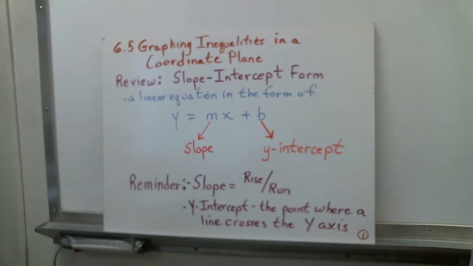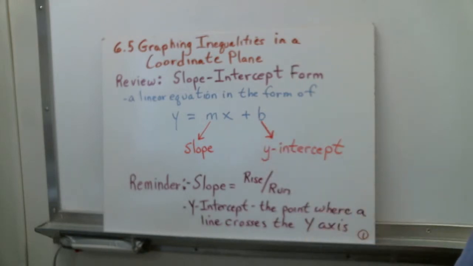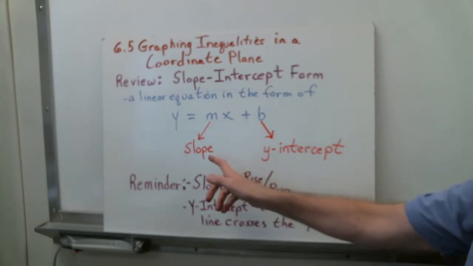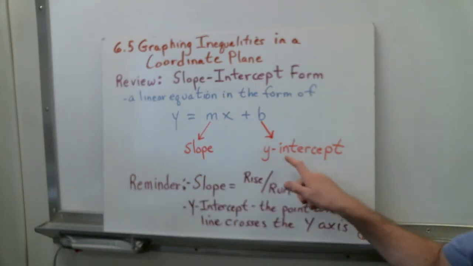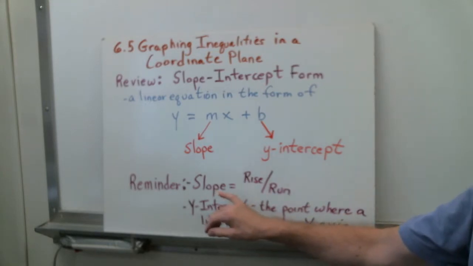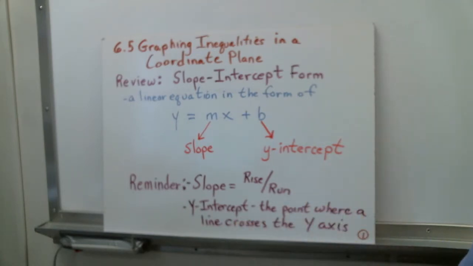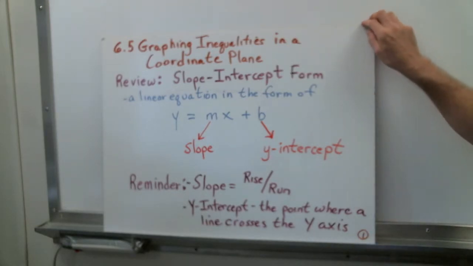The slope-intercept form is a linear equation in the form of y equals mx plus b. Now, I want you to remember this from our previous studies. When you see y equals mx plus b, m is always the slope, and b is the y-intercept. Remember that the slope on a coordinate graph is the rise over the run, and the y-intercept is the point where the line crosses the y-axis. So we need this information as we move forward in our work with graphing on a coordinate plane.